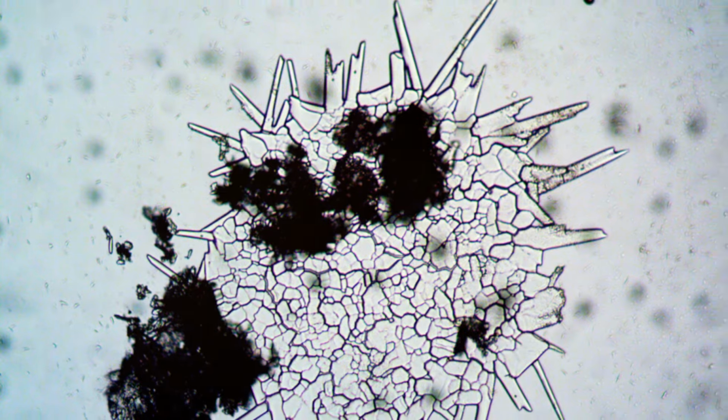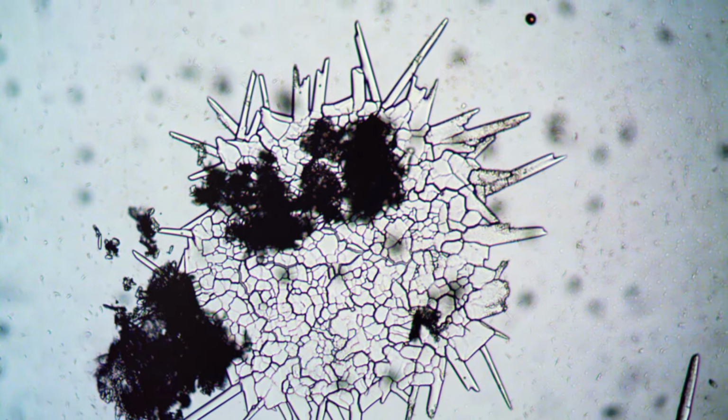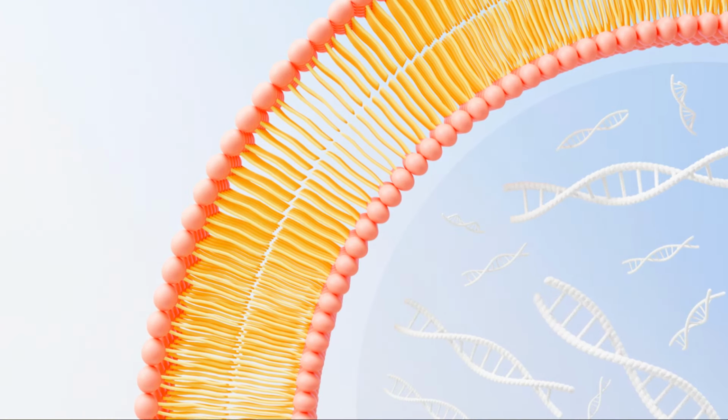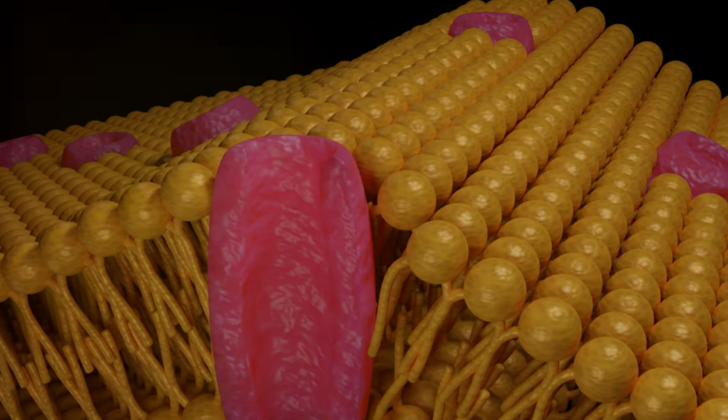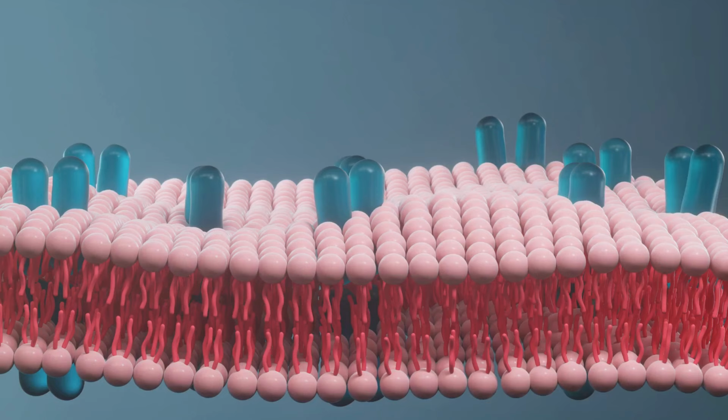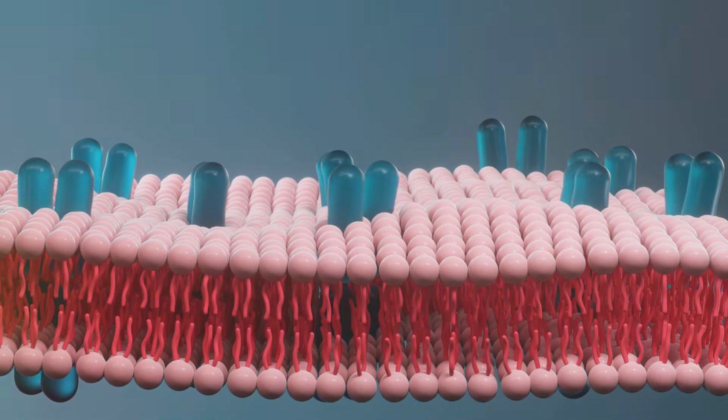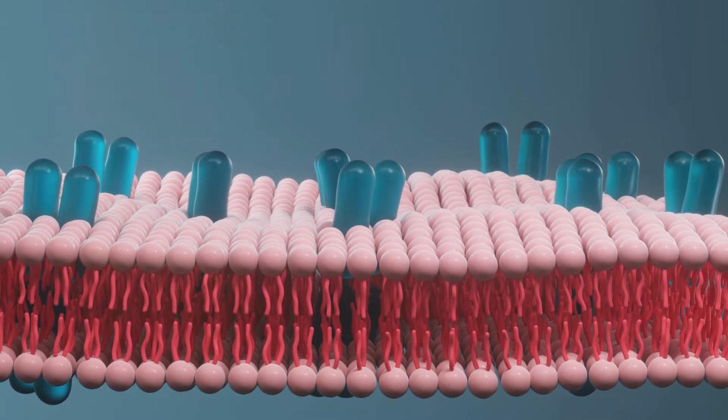List 6 examples of proteins found in the cell membrane and describe their functions. Enzymes catalyze chemical reactions. Transmembrane proteins span the membrane and assist in transport. Carrier proteins facilitate the movement of substances across the membrane.